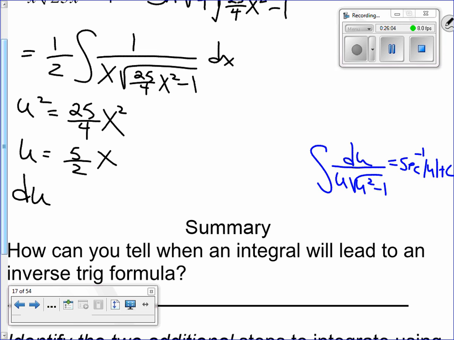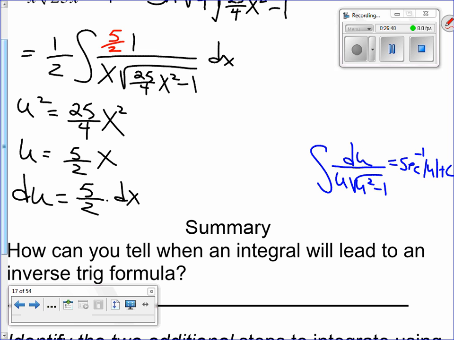Got to get that du. So it's 5 halves dx. Now, with every other integration formula, as long as you make sure your du's in there, you're good. But with this integration formula, not only do you have to make sure you have du upstairs, you have to have a u downstairs. But let's first make sure we have the du. So to have a du, what do I need to put in there? 5 halves. Normally I would compensate right away on the outside, but I'm not going to do that yet.